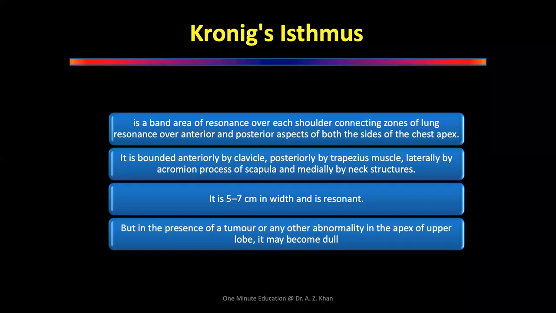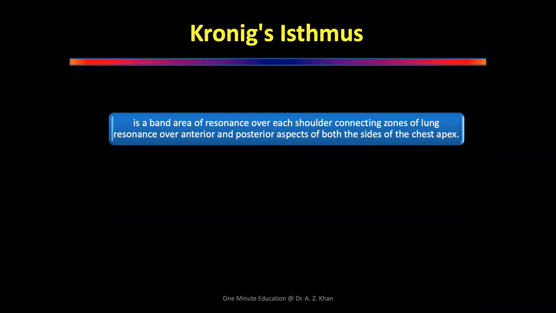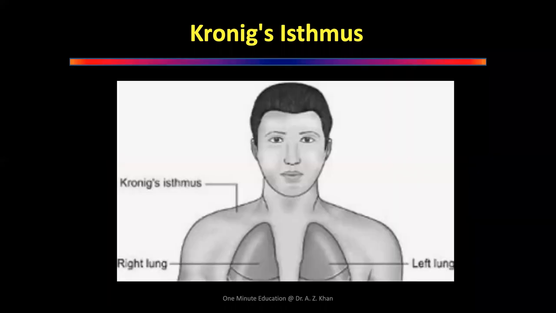In the presence of supraclavicular lymphadenopathy, in the presence of a Pancoast tumor, in the classical clinical examination, you have to say the area of the Kronig isthmus was dull. This is the clinical importance of this area. I'll show you that area again. So this is the apical area there.